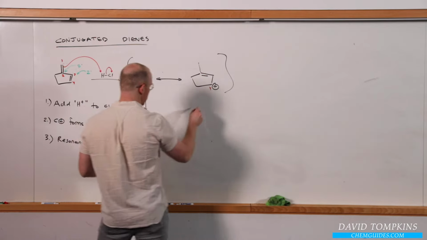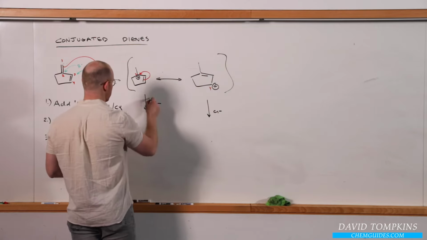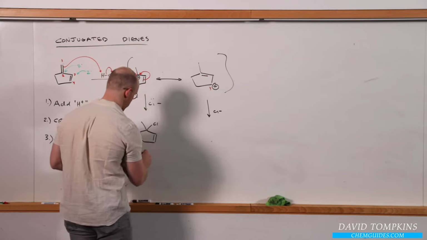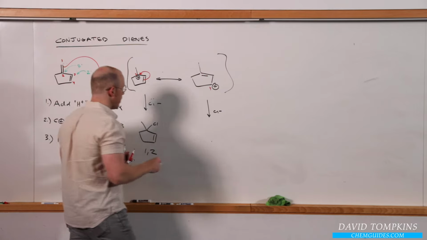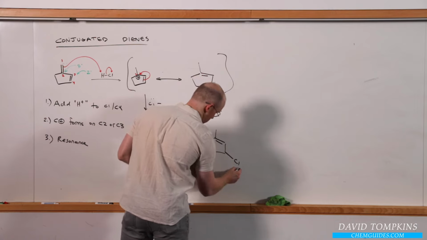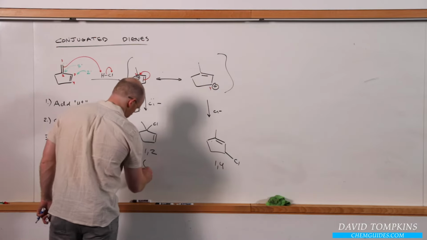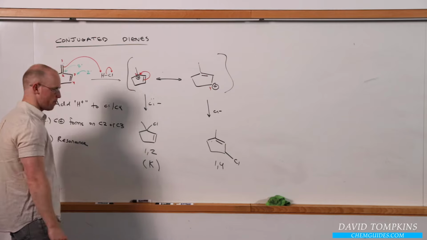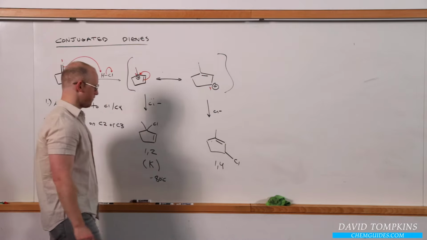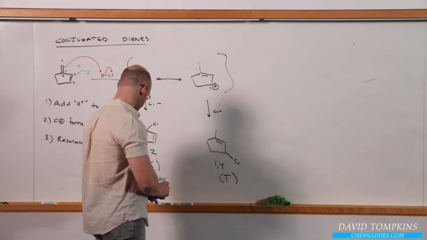So eventual trapping with bromide or chloride generates 2 products. The 1,2 product, where we have left the disubstituted double bond intact, or the 1,4 product. And we know 1,2 is always faster. That would predominate at low temperature, like -80. And the 1,4 product, in this case, is thermodynamic as well.